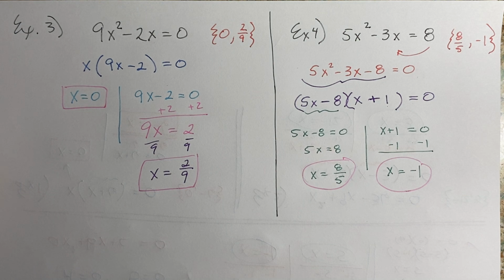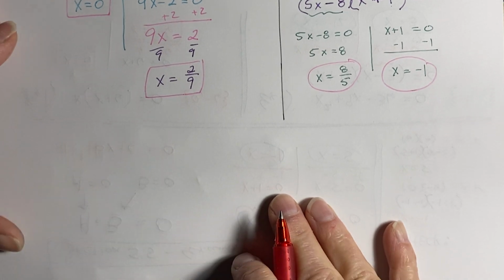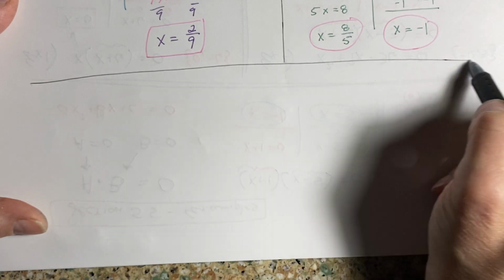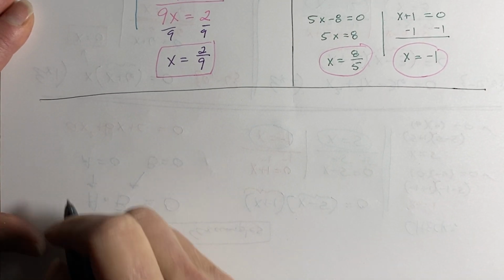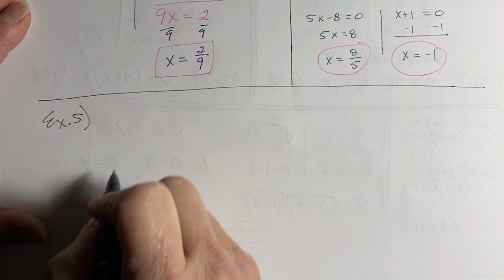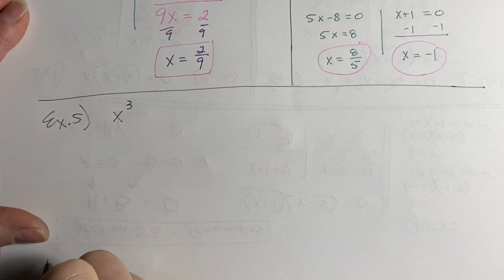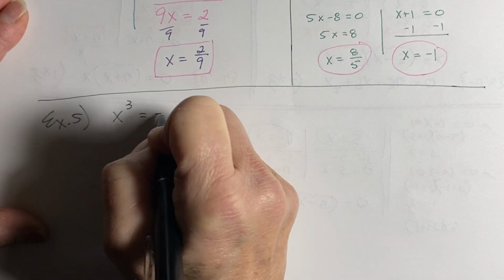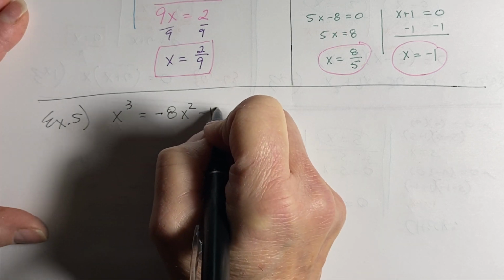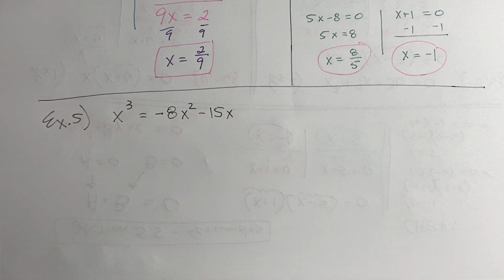Okay, let's look at this example. X cubed equals -8x squared minus 15x. Again, not in standard form.